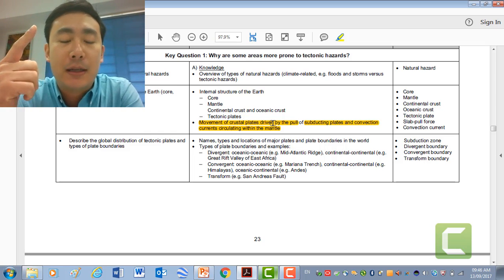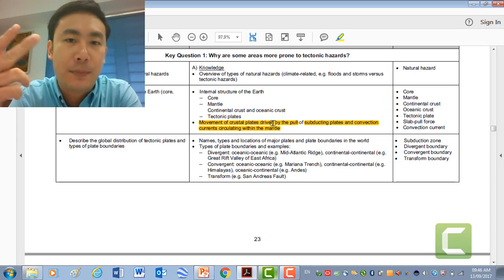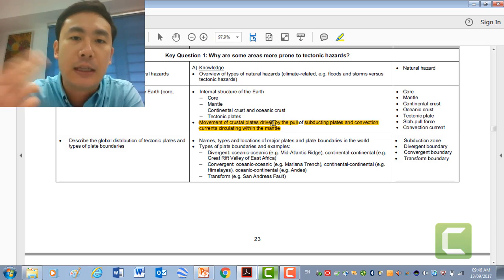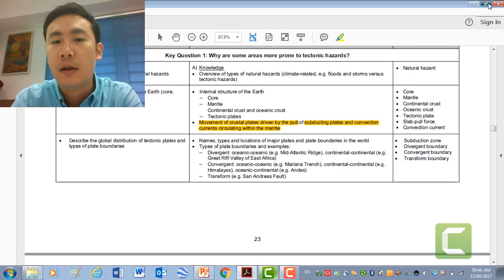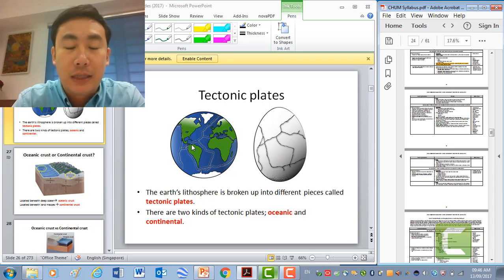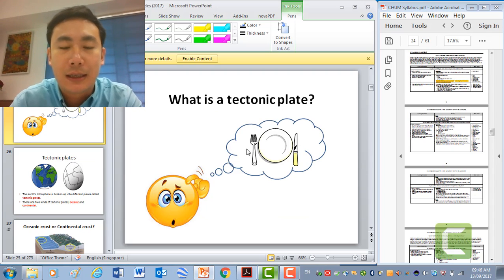One, driven by the pull of subducting plates, and that's what we call the slab pull force. And the second process is convection currents circulating within the mantle. It's not complex, it's two main things we need to know. So coming back to tectonic plates now, first of all, what are tectonic plates, right? What is a tectonic plate?